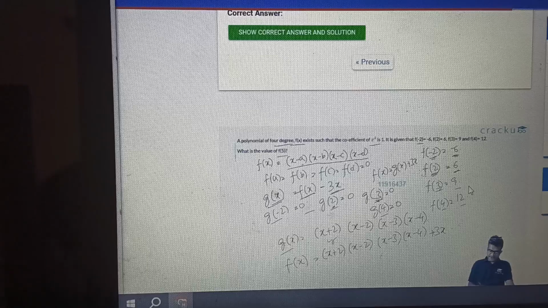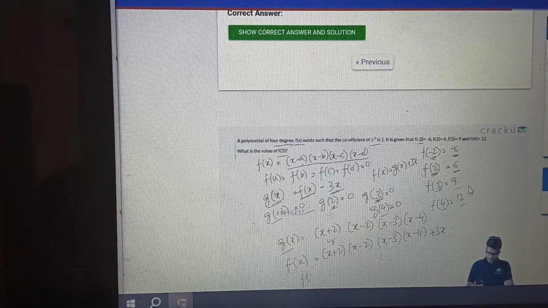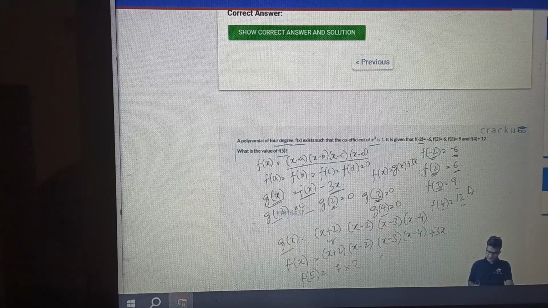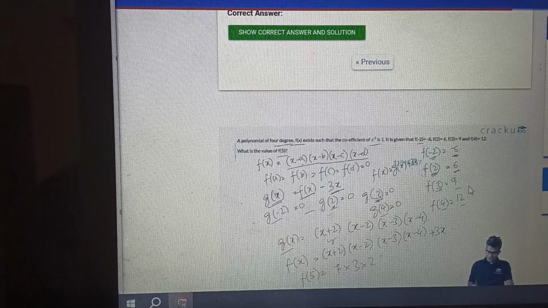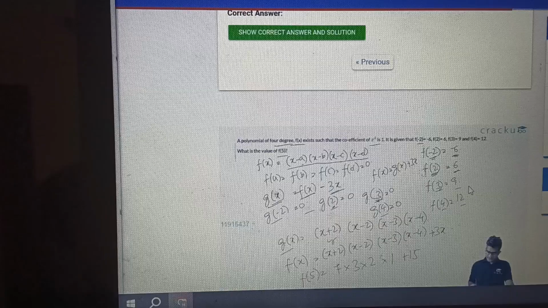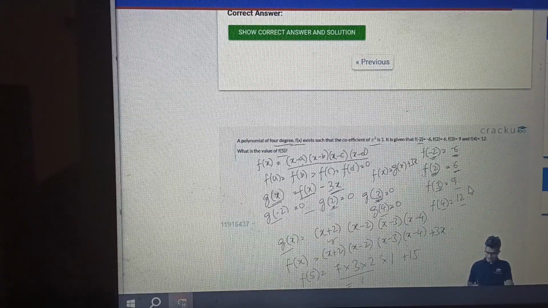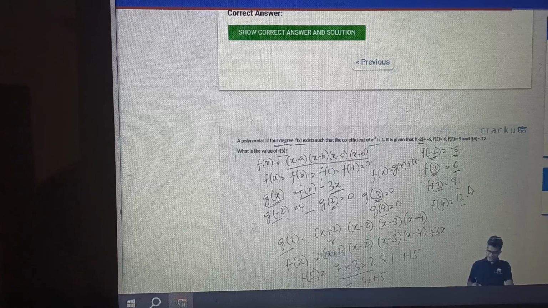Now if you are calculating the value of f of 5, just substitute the value of x to be equal to 5. So f of 5 is equal to 5 plus 2 is 7, into 5 minus 2 is 3, into 5 minus 3 is 2, into 5 minus 4 is 1, plus 3 times 5, which is 15. So this is going to equal 7 into 3 into 2 is 42, plus 15, which is equal to 57. So the required answer is 57.